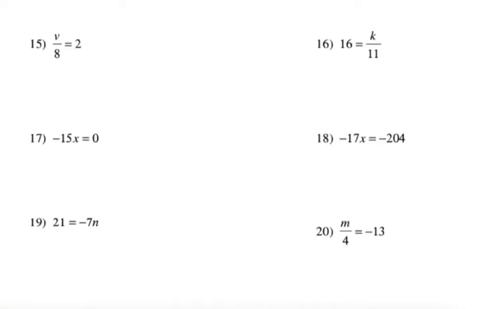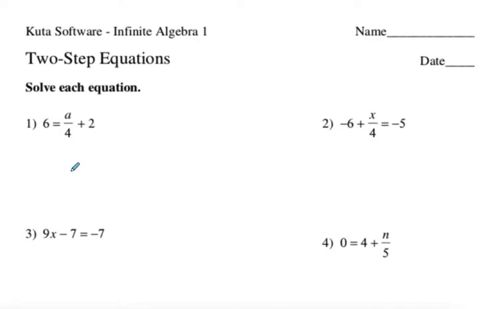Let's move on to our two-step equations. So for these ones, we're going to start with number 1. So again, the goal is the same. Our mission is to try to get a variable alone. Here our variable is a, so we're trying to get a alone by itself.